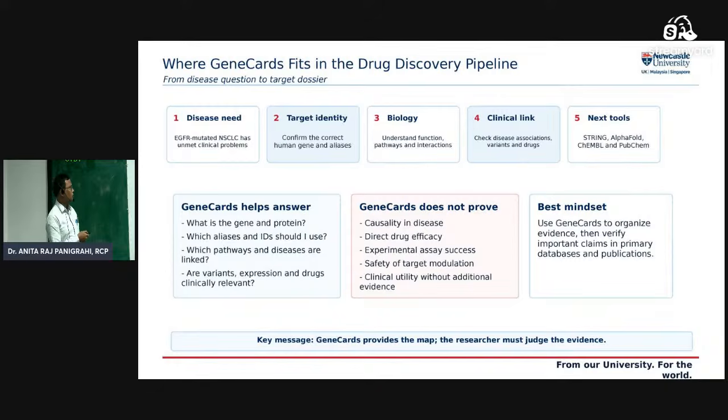GeneCards helps answer all of these: What is the gene and protein? What are the IDs? What pathways is it involved in, and what are the variants?